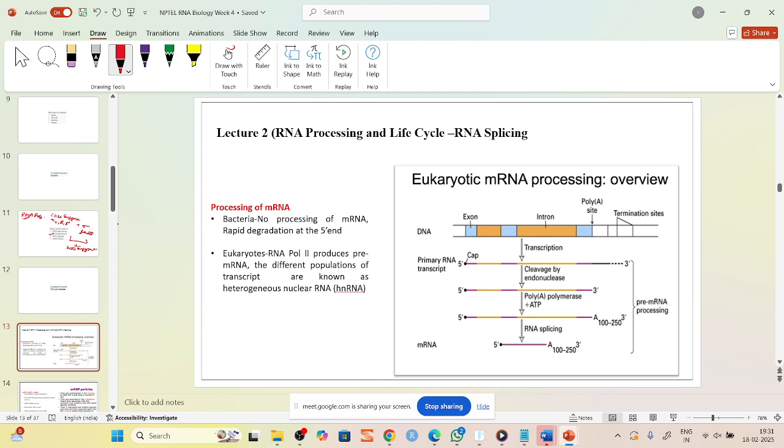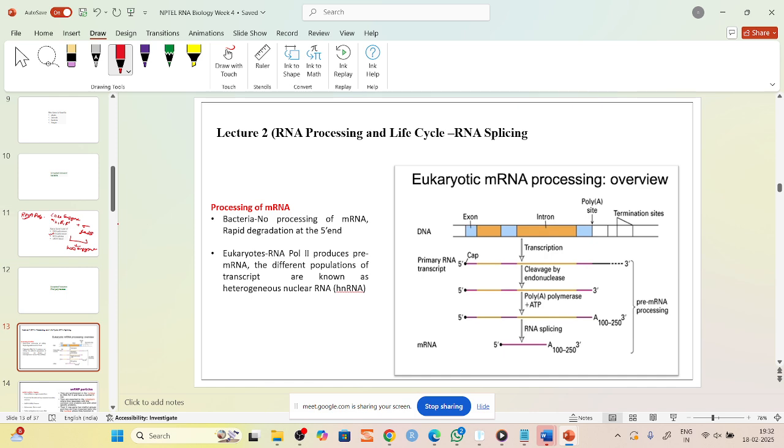Why? Because one of the processing steps that occurs in mRNA is the 5 prime capping, and this 5 prime capping protects the mRNA from any kind of degradation. Since in bacteria there is no 5 prime capping, in the case of prokaryotes the newly formed mRNA is very prone to rapid degradation from the 5 prime, and therefore coupled transcription and translation is important. It becomes important in the case of prokaryotes, because otherwise in the cytosol the mRNA is highly prone to degradation. Therefore, coupled transcription and translation is the only way to rescue it.